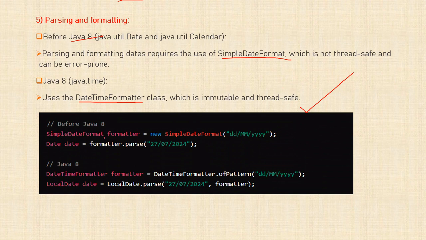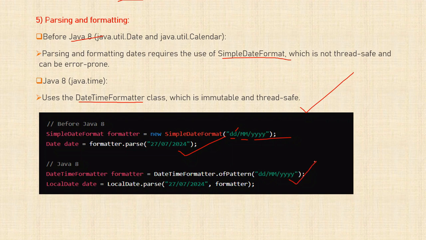Before Java 8, the SimpleDateFormat class is there. You get the instance, providing the format in which you want to print, like dd-MM-yyyy. Then date is equal to format or parse. This date will be parsed in this format. And in Java 8, you can use DateTimeFormatter.ofPattern.